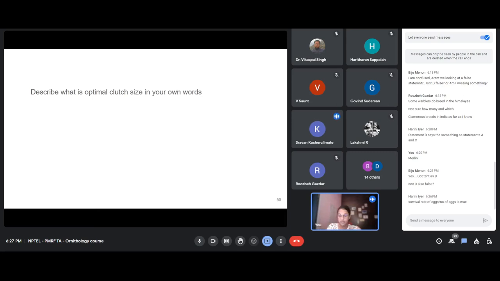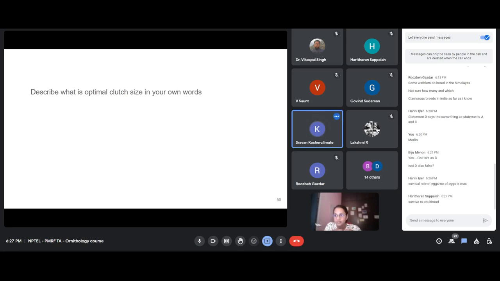Survival is till the hatchling grows up to the fledgling. Yeah, you're close to the correct thing. Haritaran says survive to adulthood. Yes, and what is adulthood? Survive to breeding. Correct. And does anyone have an idea as to what that is called? There's a term for this. Survive to reproductive age. Correct. There's a term for this.